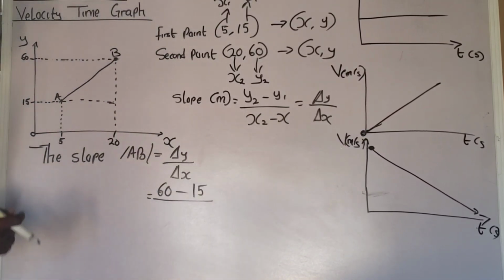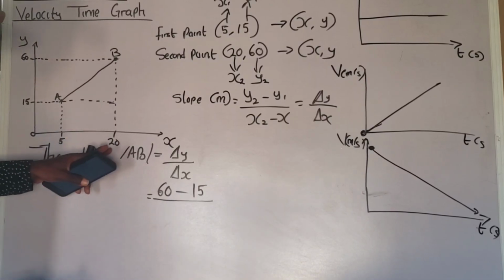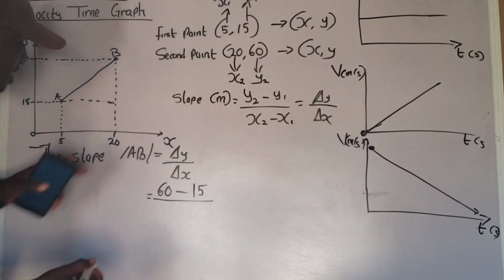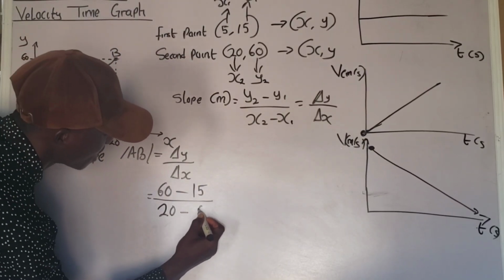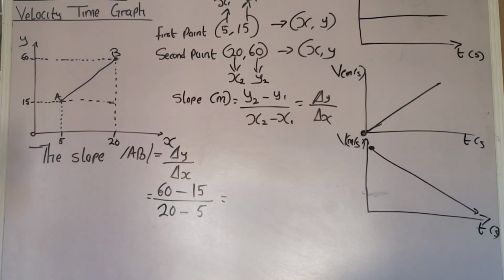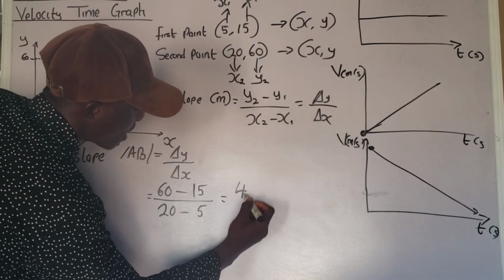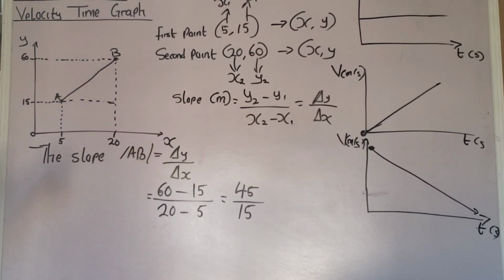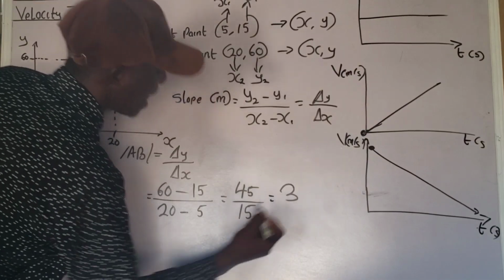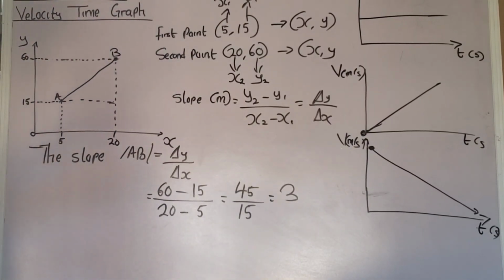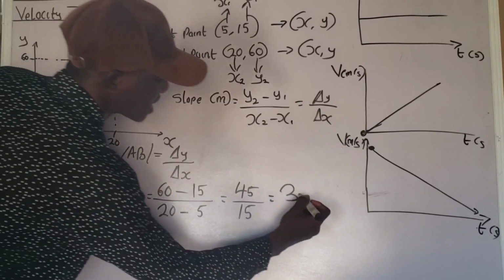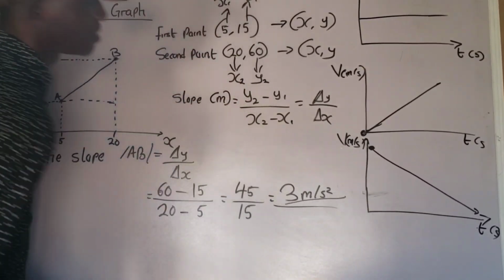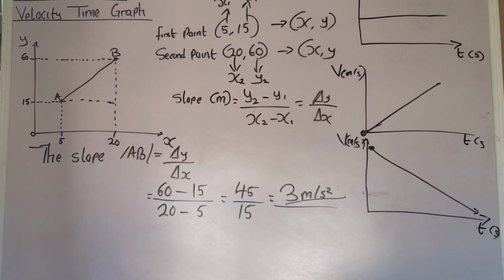Change in x is 20, which is x2, minus x1, so 20 minus 5. Now 60 minus 15 is 45, so I'm going to have 45 over 15. 45 divided by 15 is 3. And acceleration is measured in meter per second square. So I'm going to have 3 meters per second square. That is the uniform acceleration that we are asked to calculate.